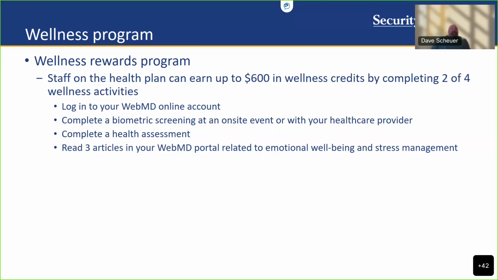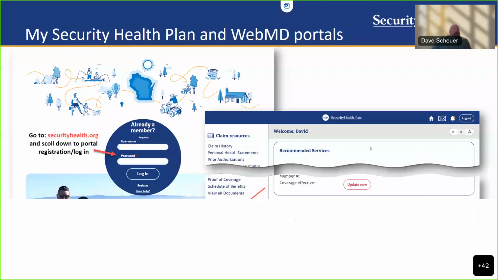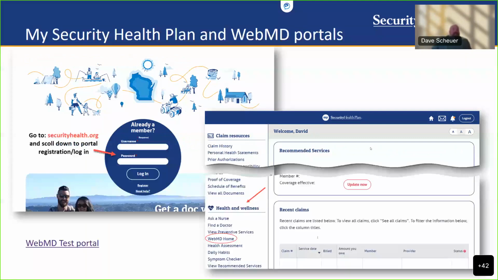The first thing, we had a number of questions yesterday regarding the My Security Health Plan portal, and I want to put a couple images in here to show you the process for either registering for My Security Health online or logging in. So if you go to securityhealth.org and scroll down a little bit on that home page, you'll see this big blue circle here, and that's where you can either register or log in.